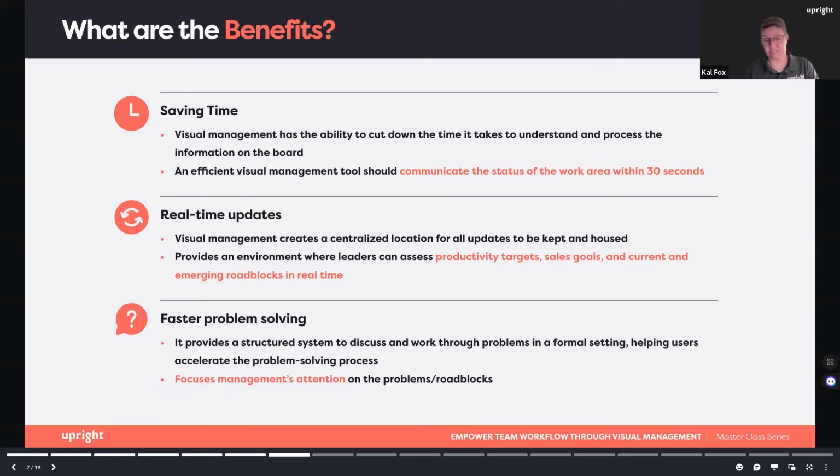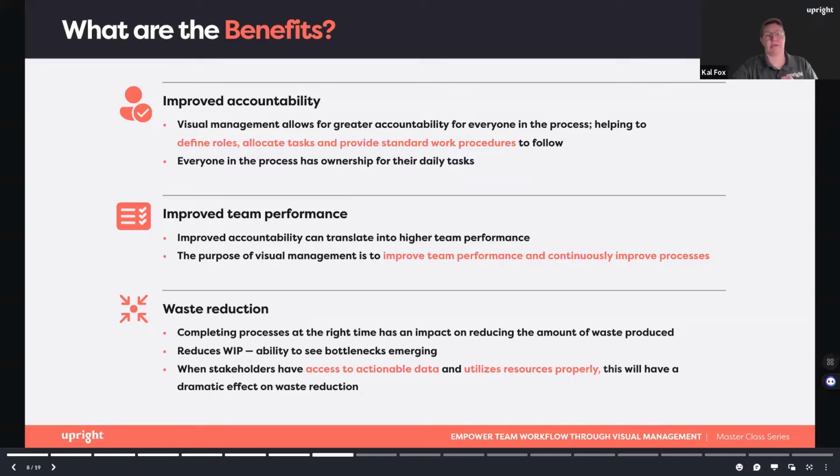Sometimes if a deeper dive is needed, we can set up a Kaizen event and really do a deep dive later, but this gives you the ability to remove a barrier for someone in real time.